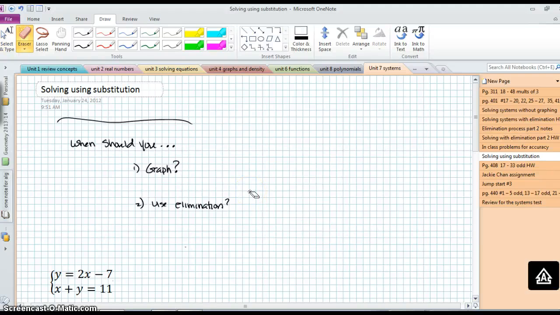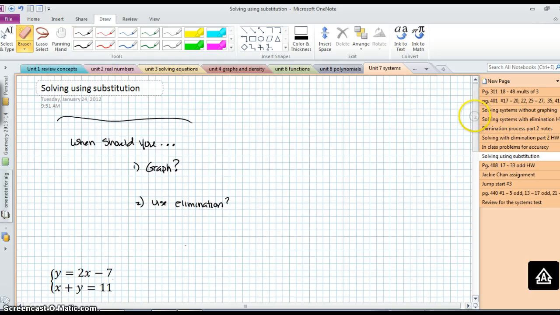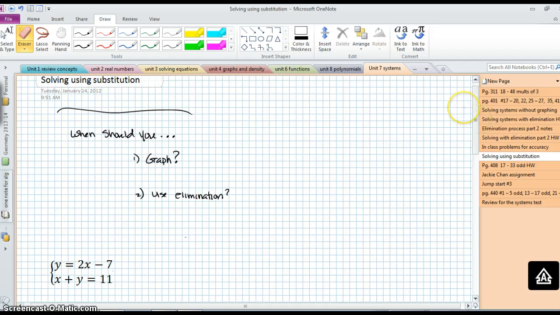All right, guys, so we're going to learn a third way to solve systems today, and it's called substitution. You kind of already know how to do this because you've been substituting sort of as your last step of the elimination process, so you kind of are already used to this. It's just a little bit more in depth. But before we do that, let's review a couple of ideas.